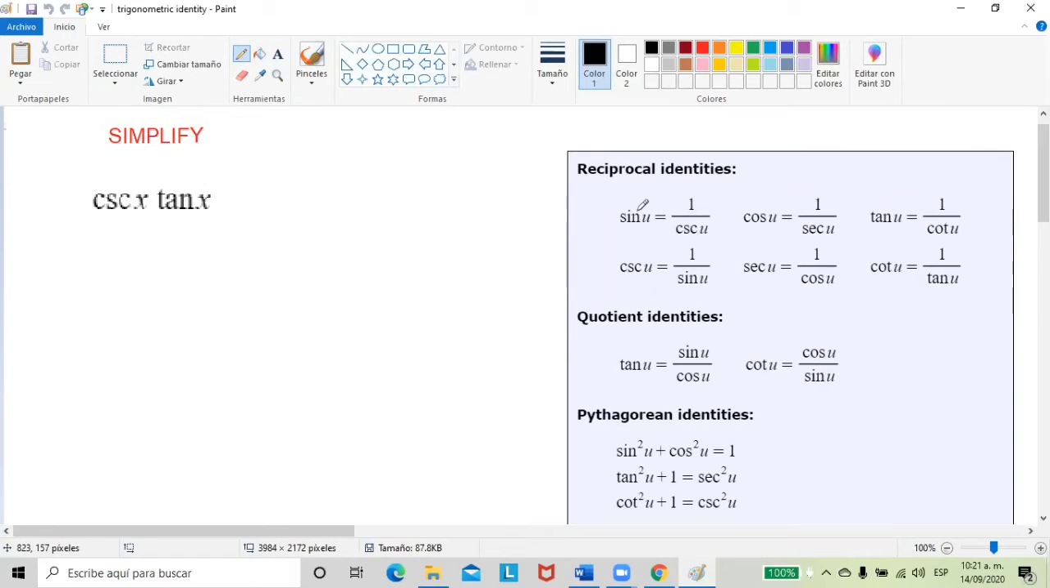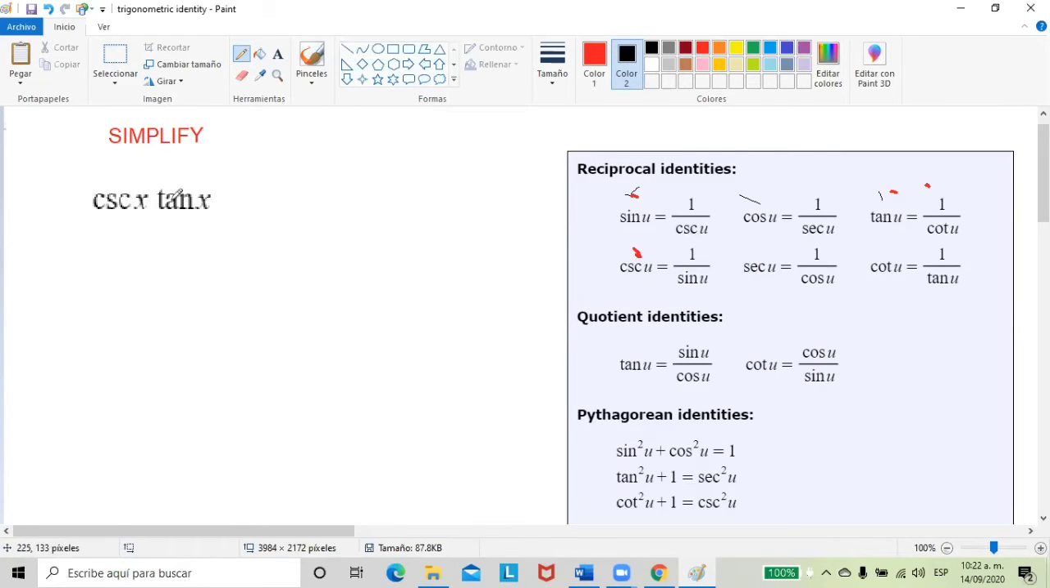Reciprocal identities, there is this one that you know. We have the three principals: sine, cosine, and tangent, and we have the inverse ones, that is cosecant, secant, and cotangent. So you can see that one is the opposite of the other one. So you see tangent is equal to 1 over cotangent, cotangent is equal to 1 over tangent, sine is equal to 1 over cosecant, and cosecant is equal to 1 over sine.